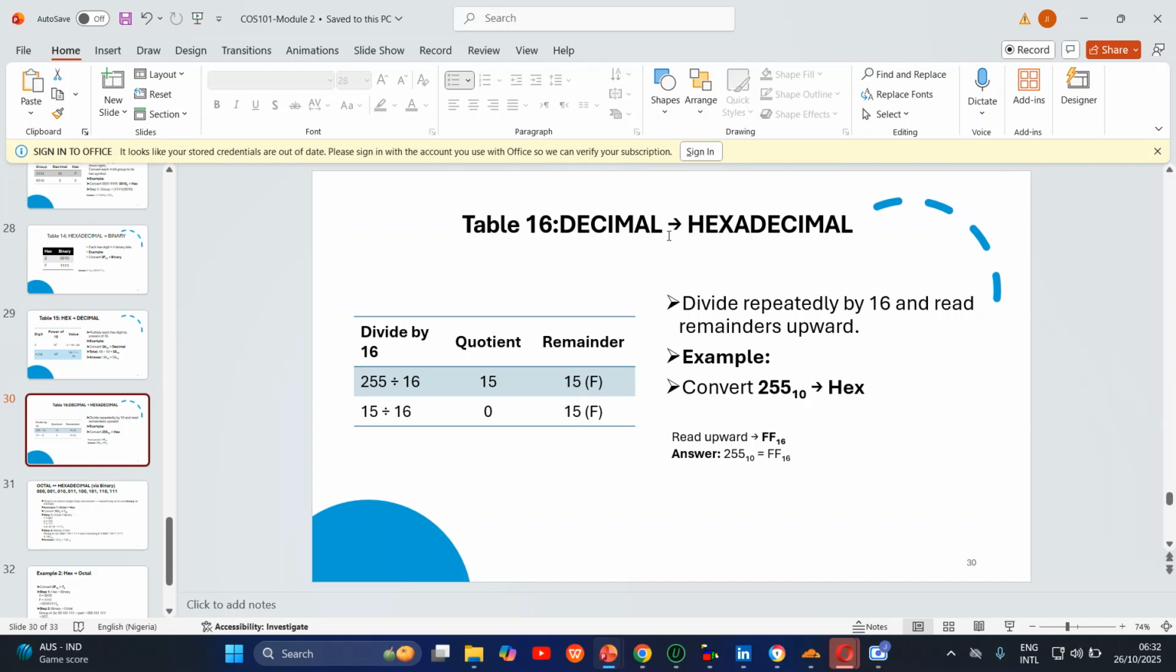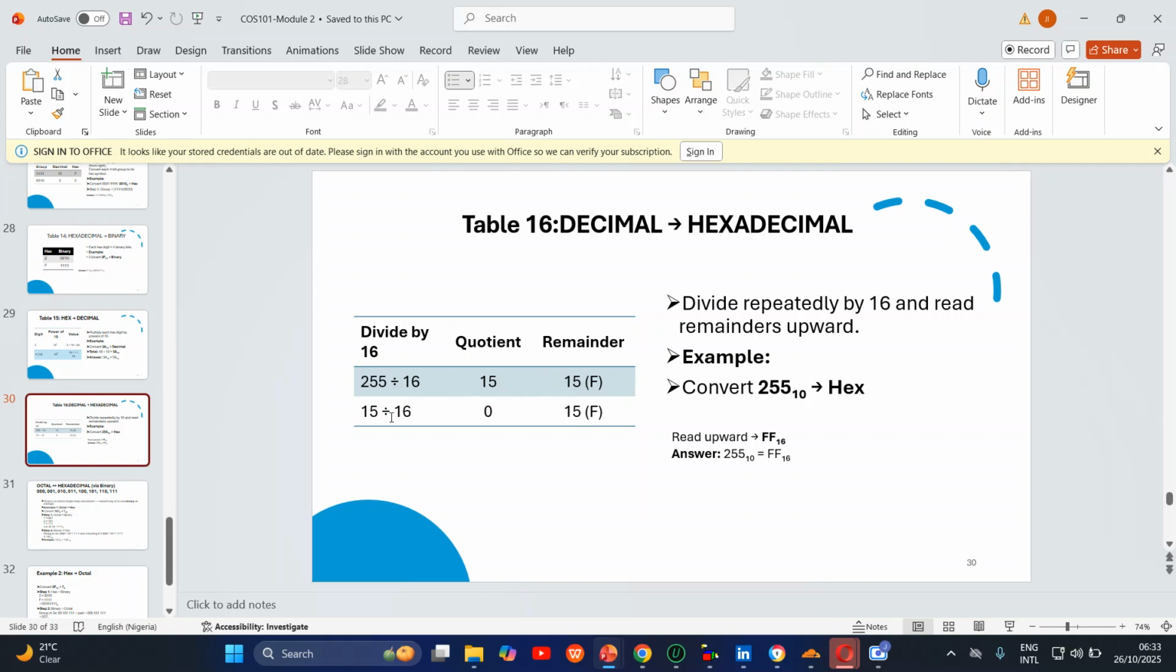Now let's look at decimal to hexadecimal. You divide repeatedly by 16 and read the remainder upward. So that's what we have. If you're converting 255 base 10 to hexadecimal, you divide by 16. So 255 divided by 16 gives 15 remainder 15.